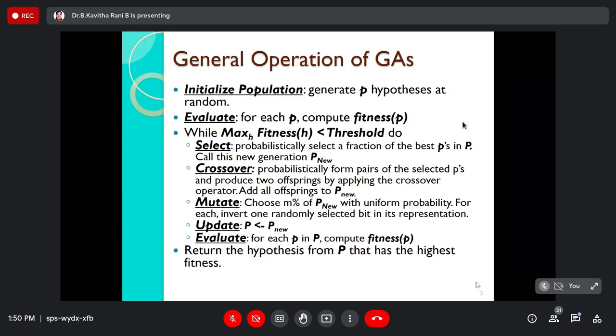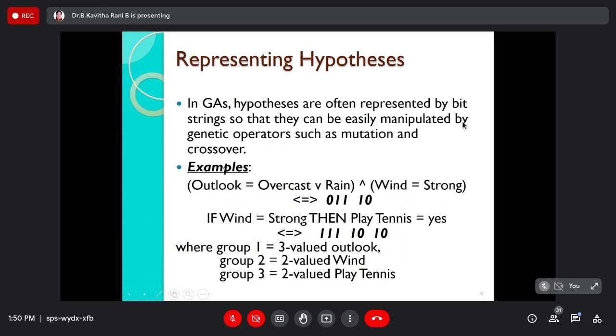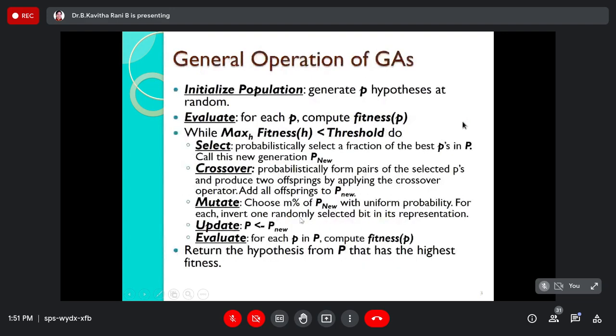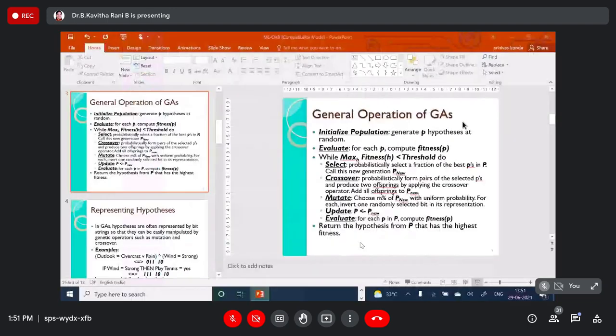We can see that by using one example. In next classes, I'll tell you how it is done. Next is mutate. After crossover, you have to mutate the things. Then update. After that, you have to evaluate whether the fitness which you have got is correct or not. This process is repeated until you get the accurate result, the accurate hypothesis. The remaining part we'll see. Again, I'll explain the general operations in tomorrow's class by giving one example.